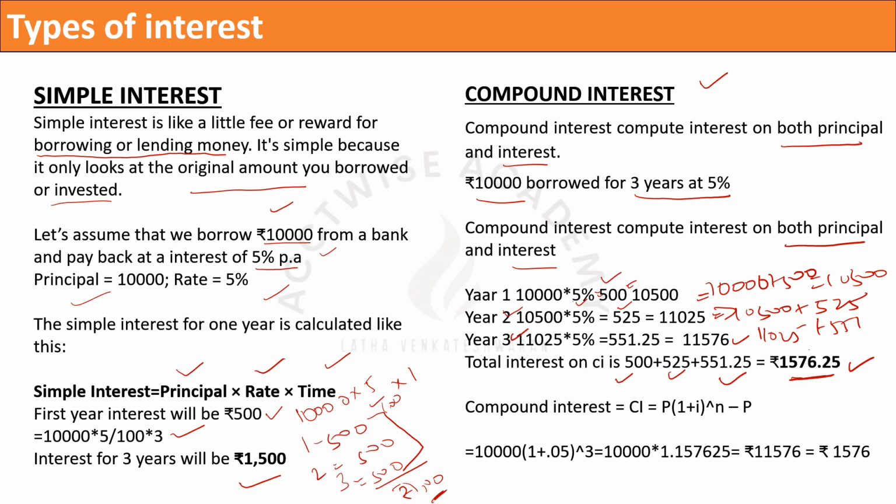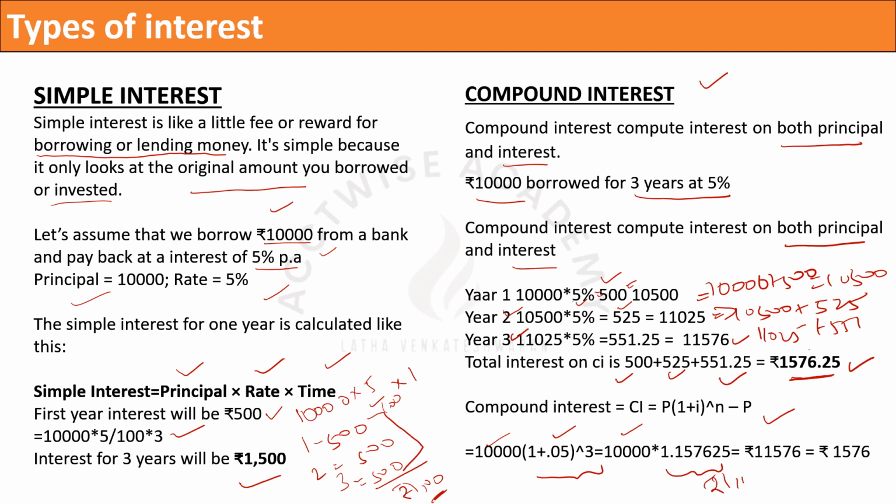What is the formula for finding compound interest? It is P into (1 plus I) the whole power n, minus P. Here P is 10,000, and 1 plus I is 1 plus 0.05 to the whole power of 3, which amounts to 1.157625. So into 10,000, the total amount comes to 11,576.